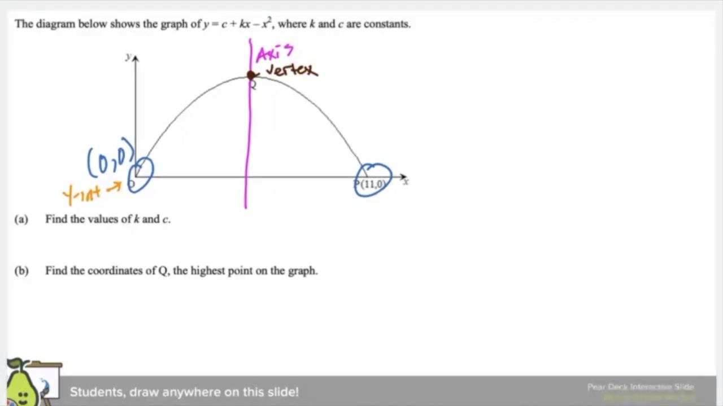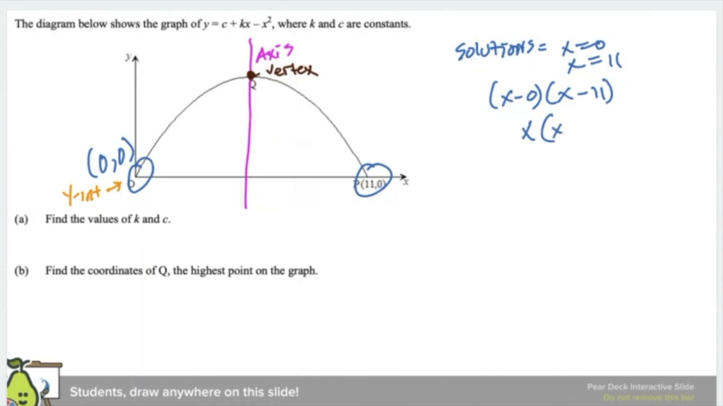So I know that my solutions are going to be x equals 0, x equals 11, which means I can write it like this, x minus 0 and x minus 11. What's x minus 0? That's x. And then I can make an equation. Distribute that, x squared minus 11x.